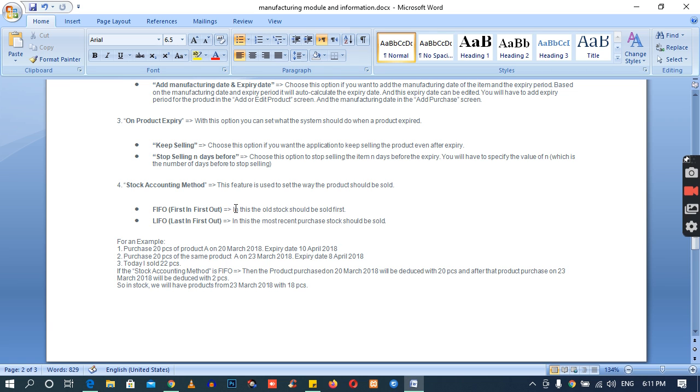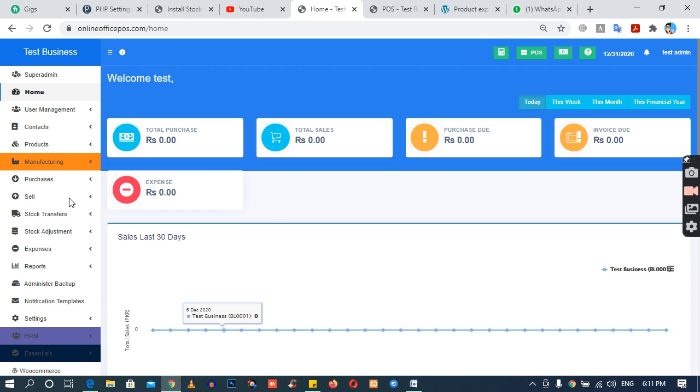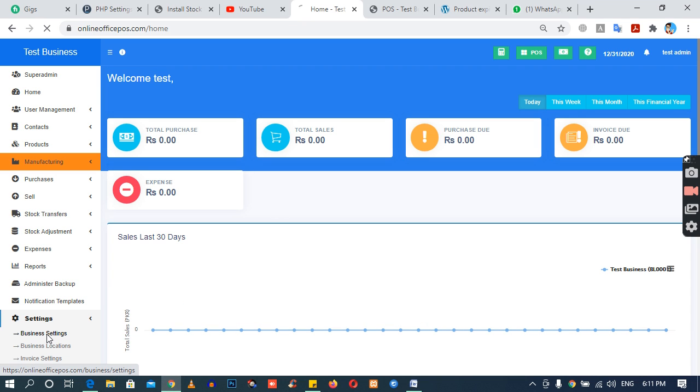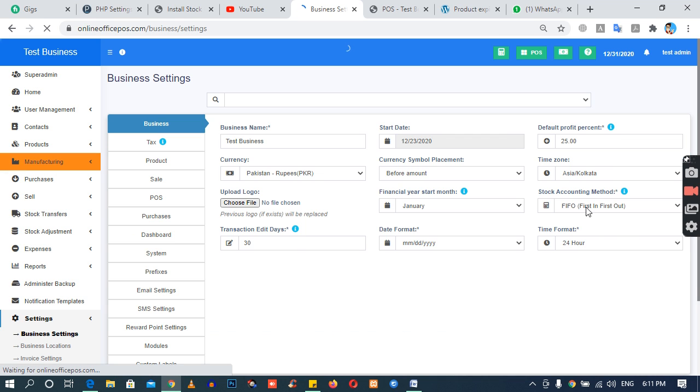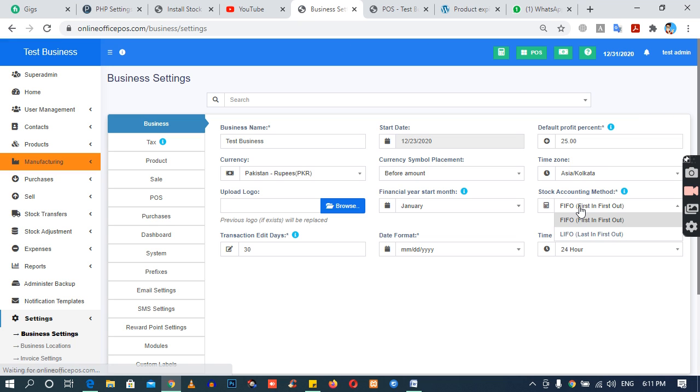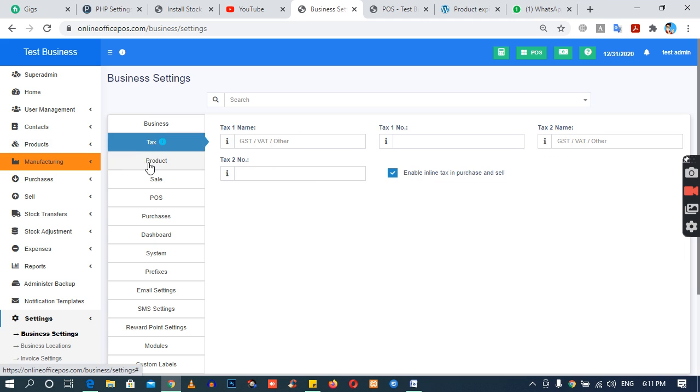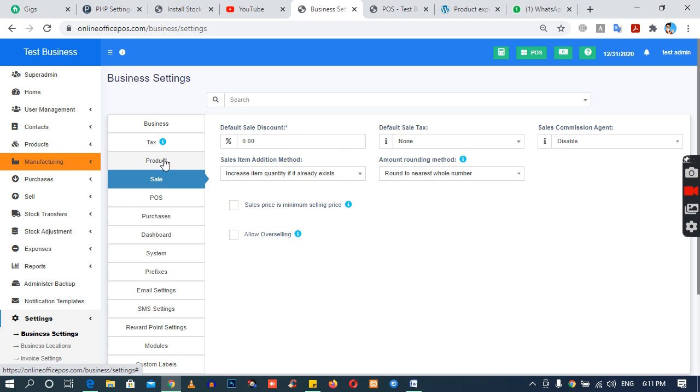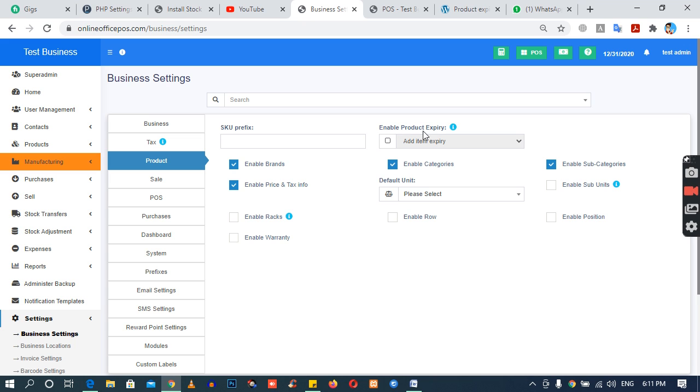So you have to do the settings according to your business in the business settings. You go to the business settings and do the settings from here, FIFO and LIFO. Whatever your setting is, you can select it. The other settings you can also do. So this is product expiry.